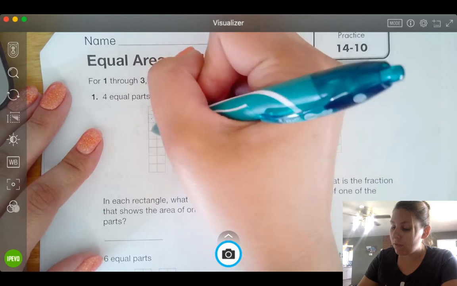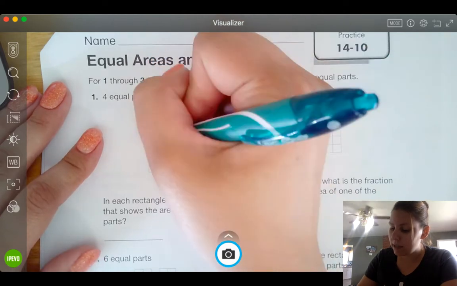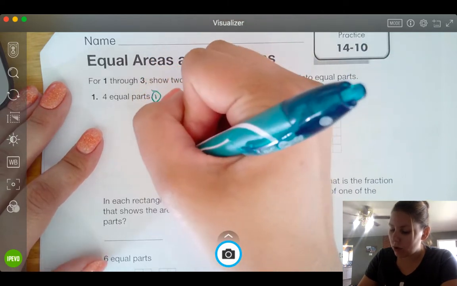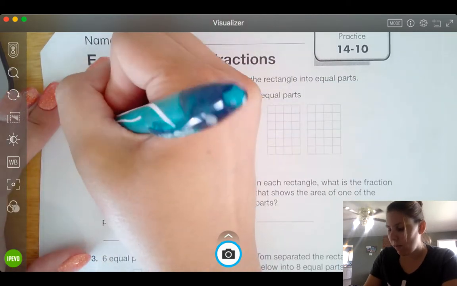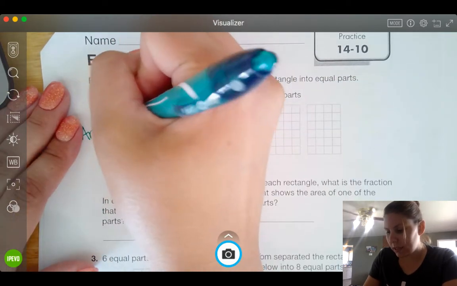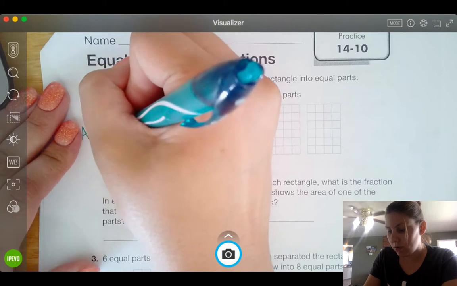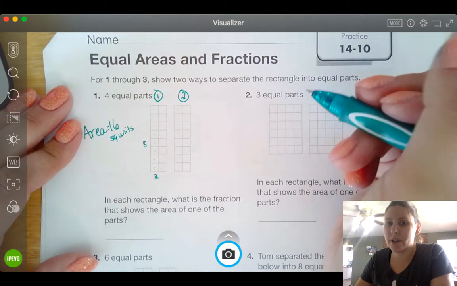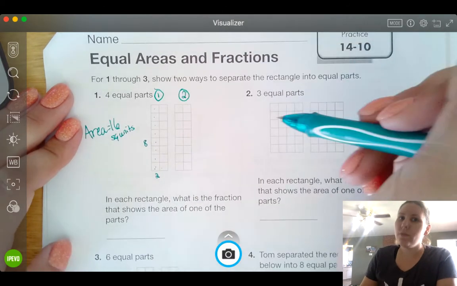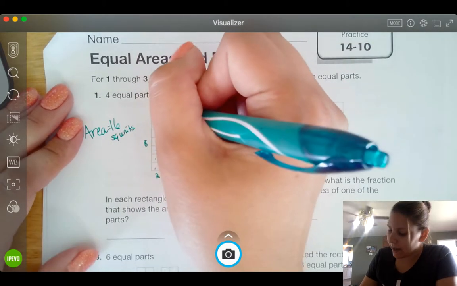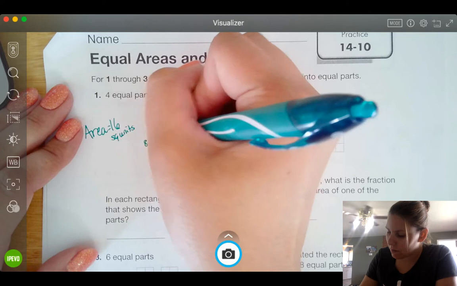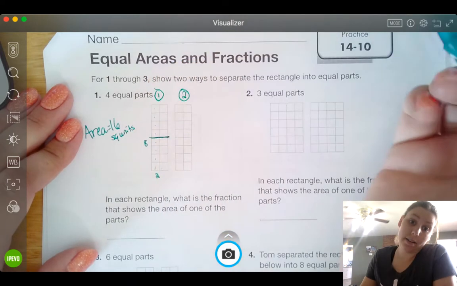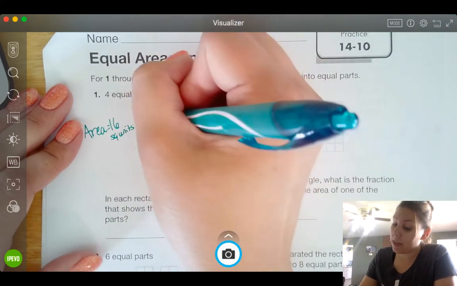1, 2, 3, 4, 5, 6, 7, 8 by 1, 2. So my area is 16 square units, which is great, but that's not what it's asking. It's asking how to separate this into equal parts. So if I try to cut this in half, 1, 2, 3, 4, there's half, and then I could separate these halves into halves again.